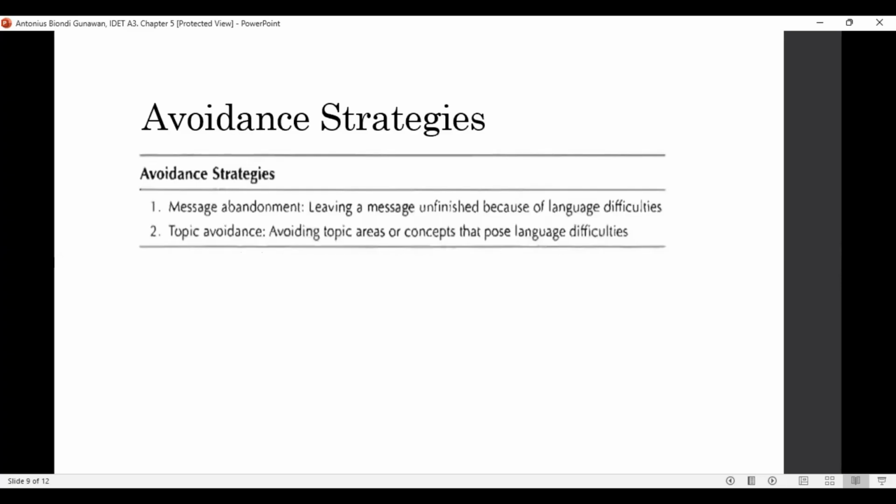Now, first up are the avoidance strategies. Examples of avoidance strategies are message abandonment, leaving a message unfinished because of language difficulties, and topic avoidance, avoiding topic areas or concepts that pose language difficulties. Next slide.